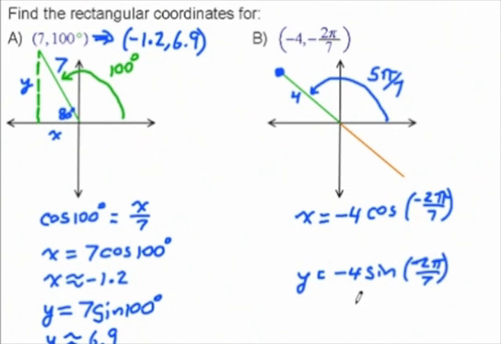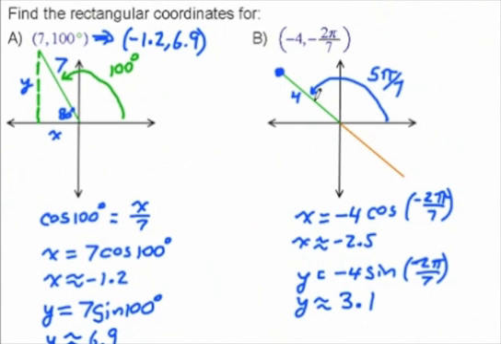So we're going to get negative 4 cosine of negative 2 pi over 7, which is approximately negative 2.5. And that corresponds to where we are. We're someplace in the second quadrant, so x's are definitely going to be negative. If we plug in the y, negative 4 sine of negative 2 pi over 7, we get approximately 3.1. And again, that kind of corresponds to the y-coordinate over here. So I'm pretty confident that that's right.